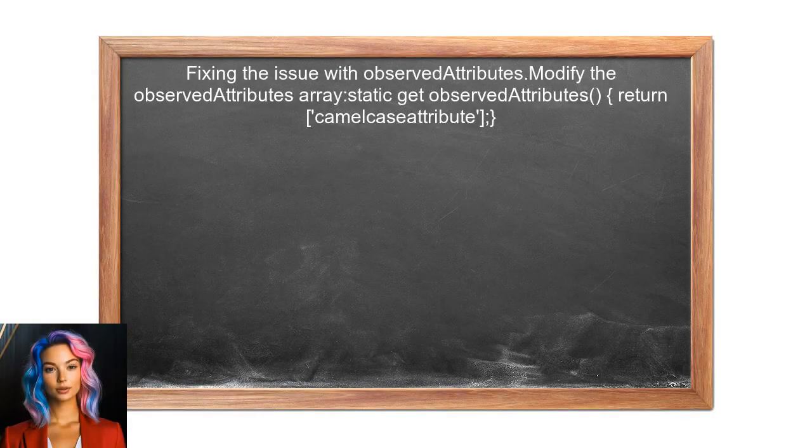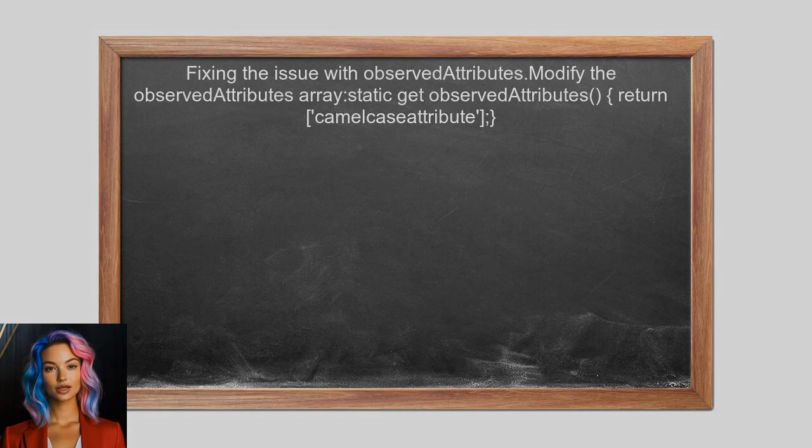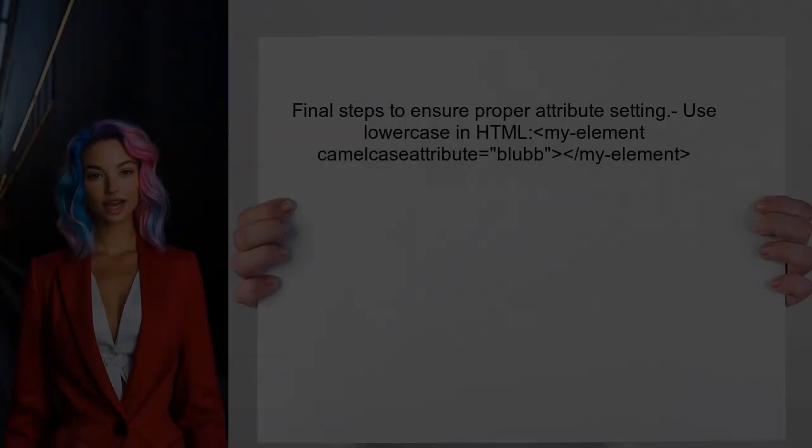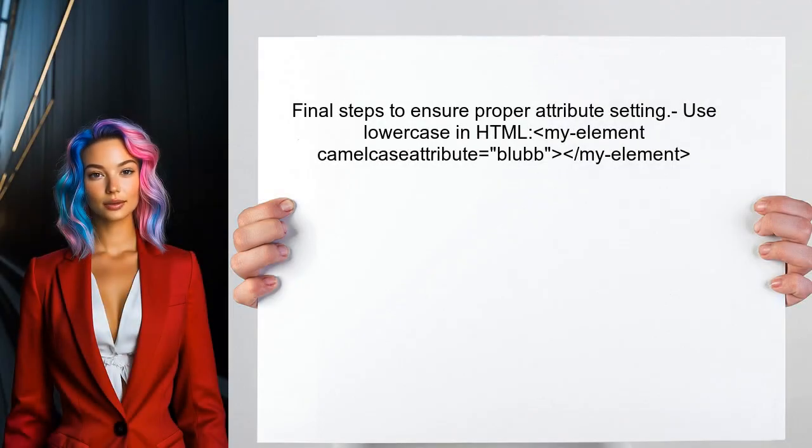To fix this issue, the user can modify the observed attributes array in the custom element class. They should include the lowercase version of the attribute name. Finally, the user should ensure that when setting the attribute in HTML, they use the lowercase version. This will allow the attribute to be recognized and set correctly.